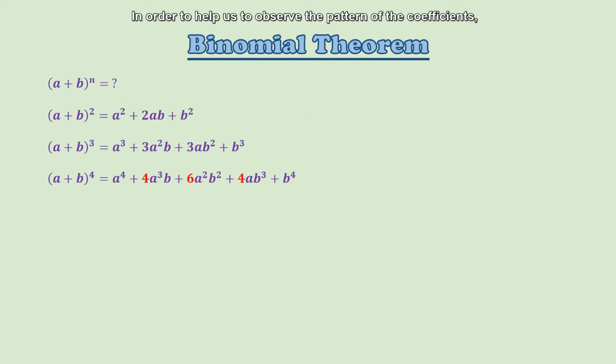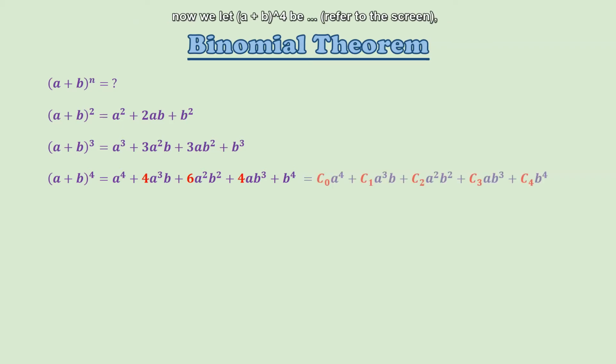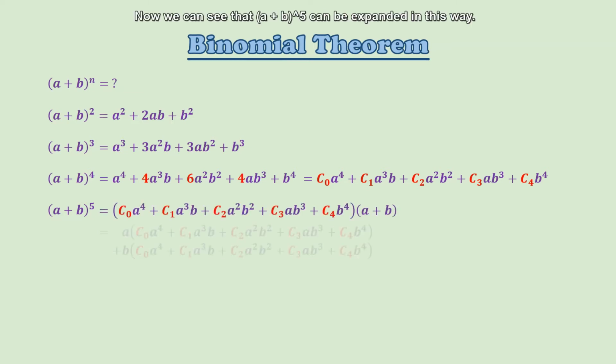In order to help us to observe the pattern of the coefficients, now we let (a + b)⁴ be c0a⁴ + c1a³b + c2a²b² + c3ab³ + c4b⁴. And see how the coefficients of (a + b)⁵ can be calculated in terms of c0, c1, c2, c3, and c4. Now we can see that (a + b)⁵ can be expanded in this way.